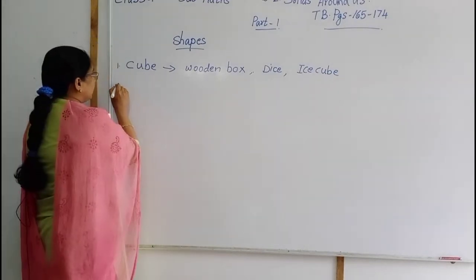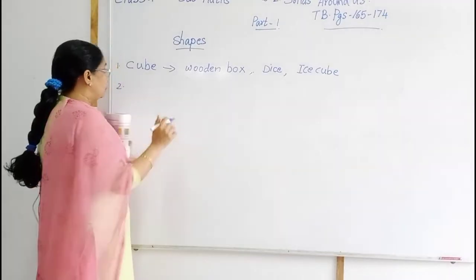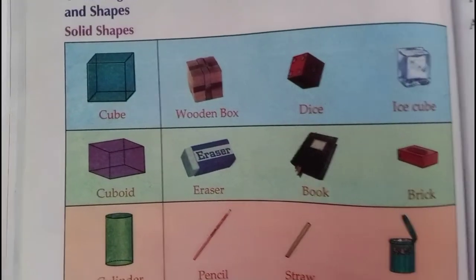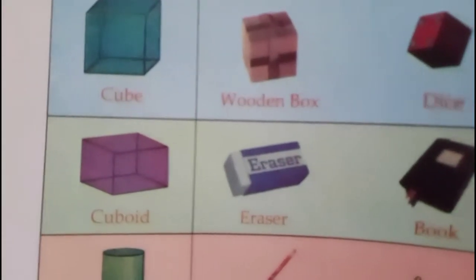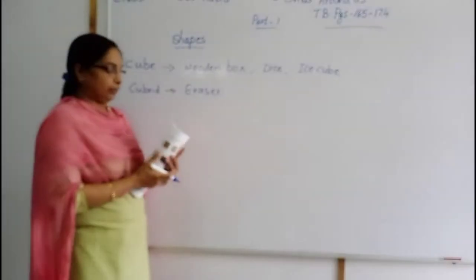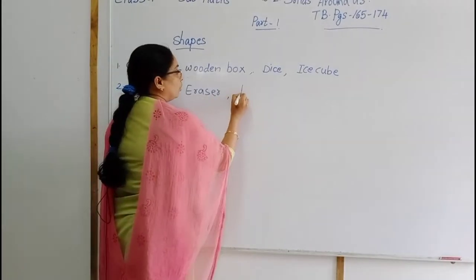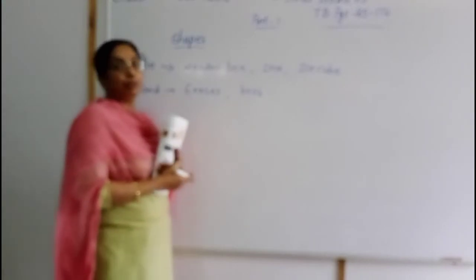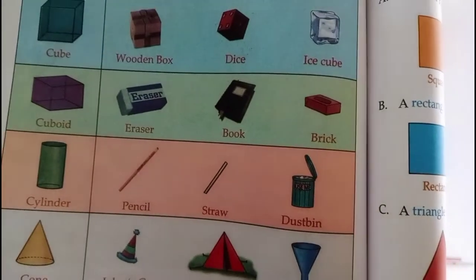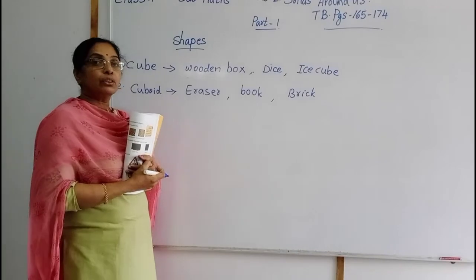The next, second one, cuboid. Cuboid, that means, you are using the eraser. Eraser is in cuboid shape. The next, book. You are using the book, no? That is also cuboid shape. The next, brick. For building construction, we use bricks. That is also cuboid shape.